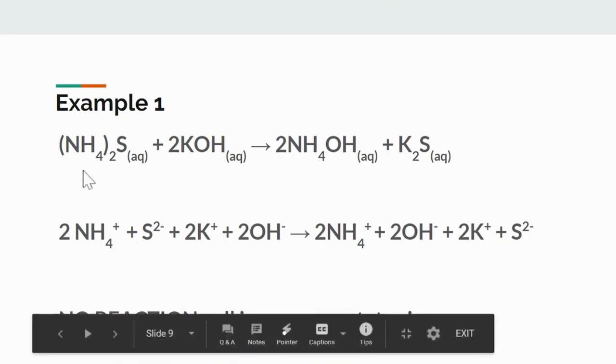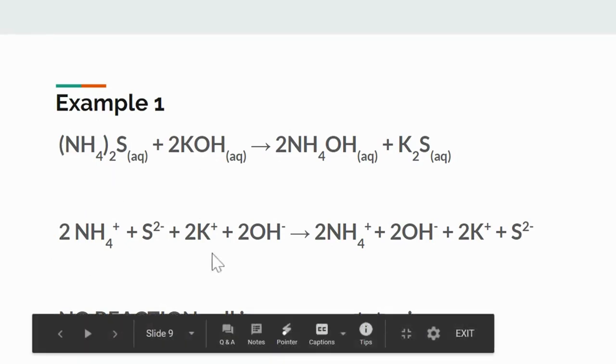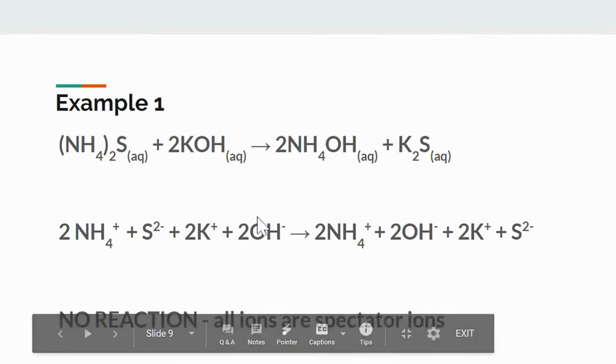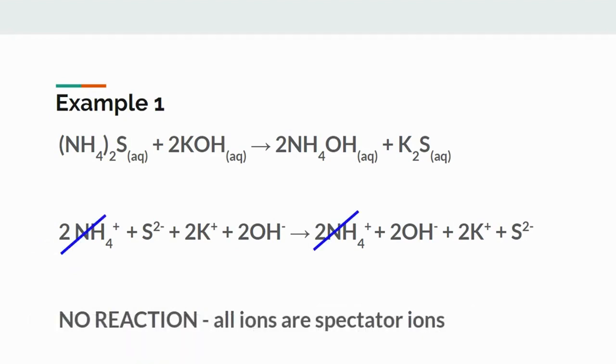Kind of going back to that very first example. So this first guy is our molecular equation, just our traditional equation where we balance it. The second guy is where we've taken all of those aqueous substances and split them into their individual ions. And I see that I have NH4+ on both sides, so I can cancel that out because it's a spectator ion. I also have S2- on both sides, so I cancel it out. It's also a spectator ion. I have K+ on both sides and that hydroxide on both sides, so I cancel it out.